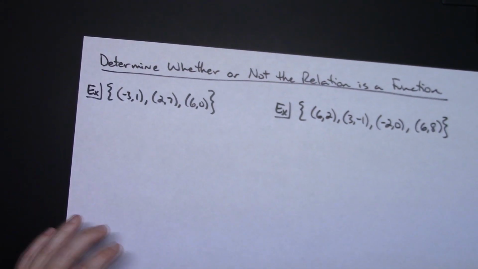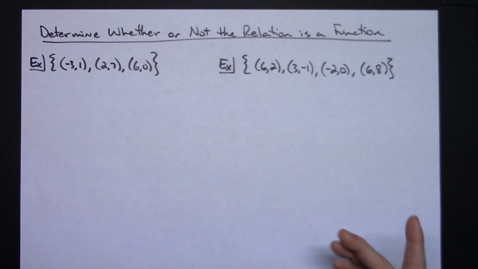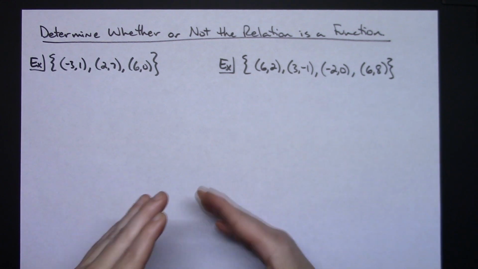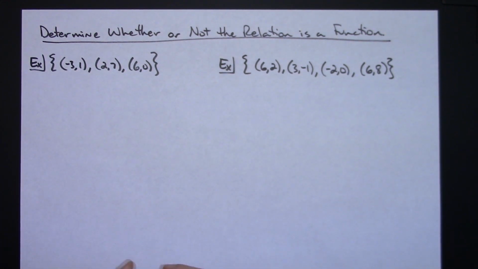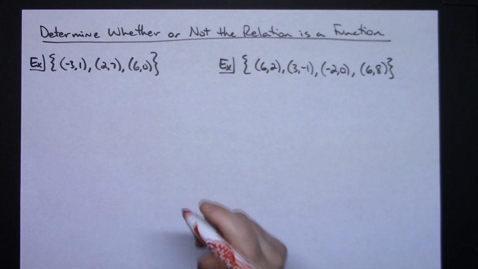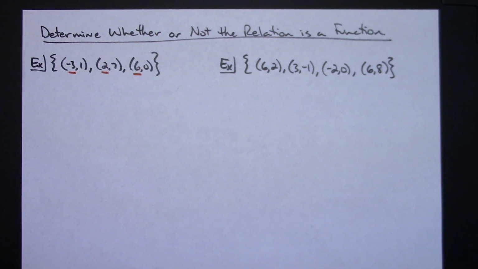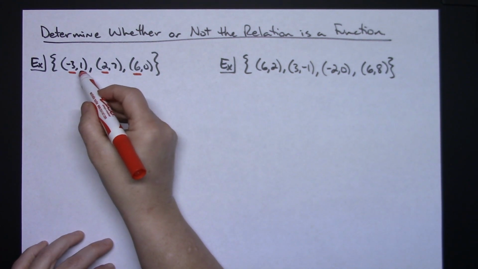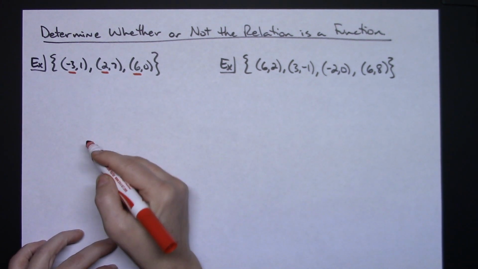Now, stepping it up to the function. They can also ask you to determine whether or not the given relation is a function. They're going to probably give it to you in set notation, and then they want you to determine: is it a function? Well, what you're going to need to do is take a look at those x coordinates. So -3, 2, and 6. No x values are duplicated. The -3 is paired with 1, the 2 is paired with 7, the 6 is paired with a 0.